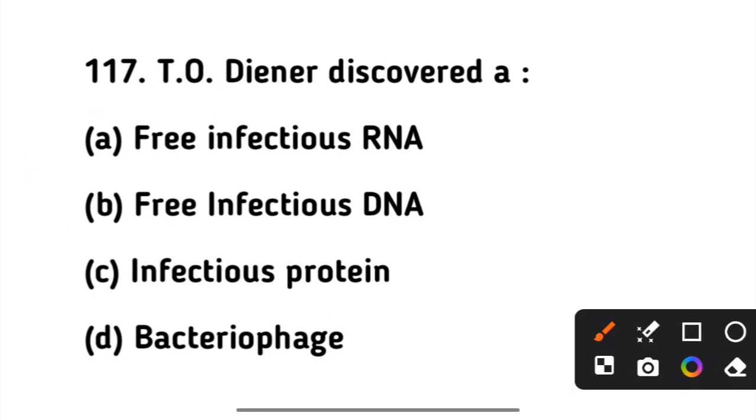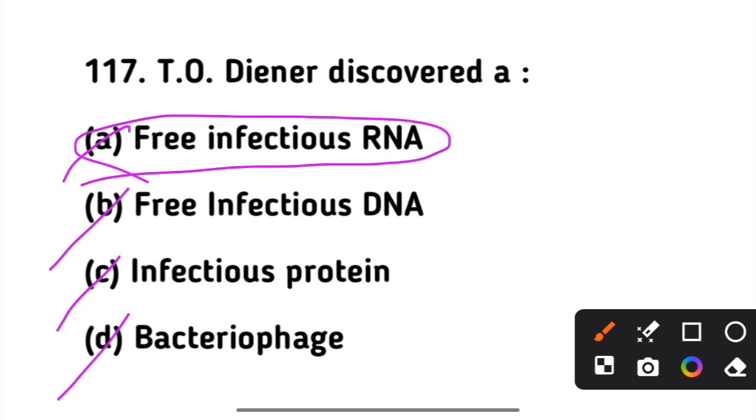Next, Diener discovered a free infectious RNA, free infectious DNA, infectious protein, bacteriophage. Option A is correct, free infectious RNA. Diener discovered a free infectious RNA.